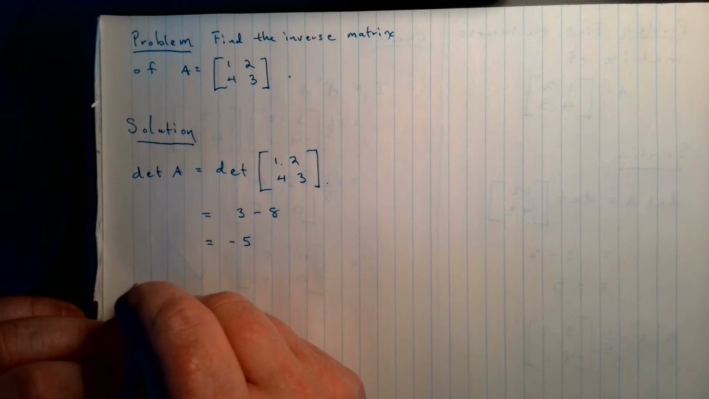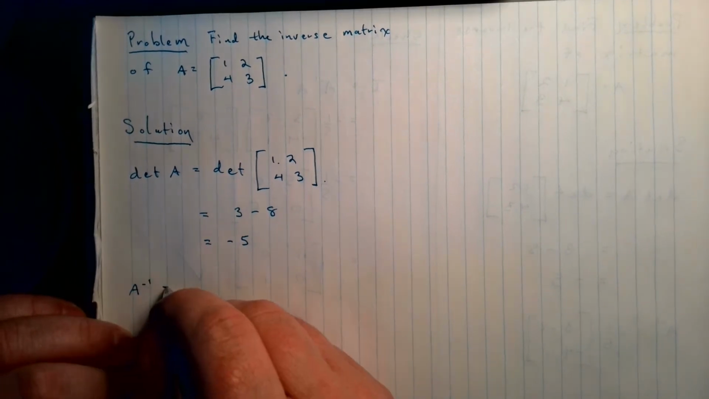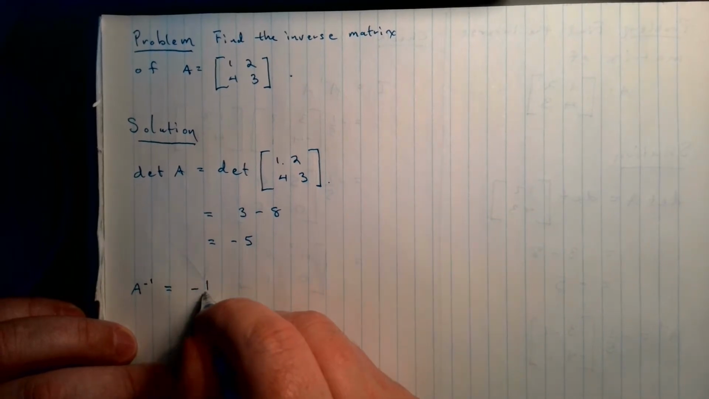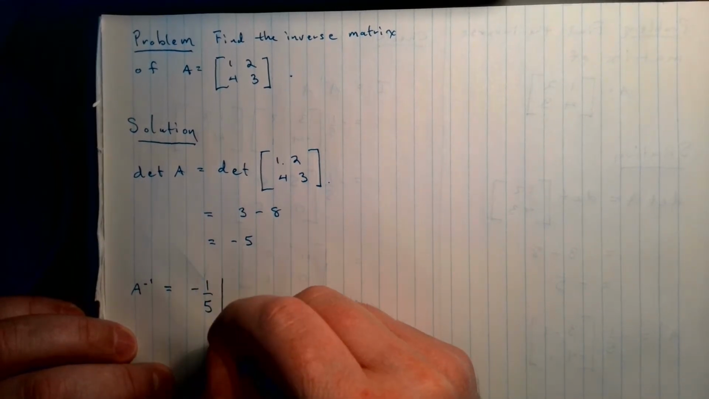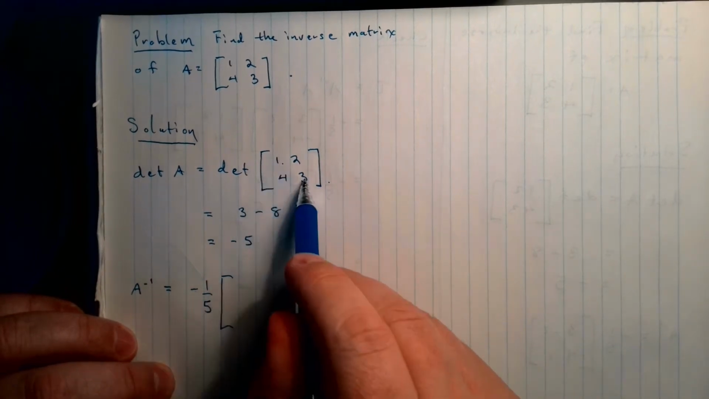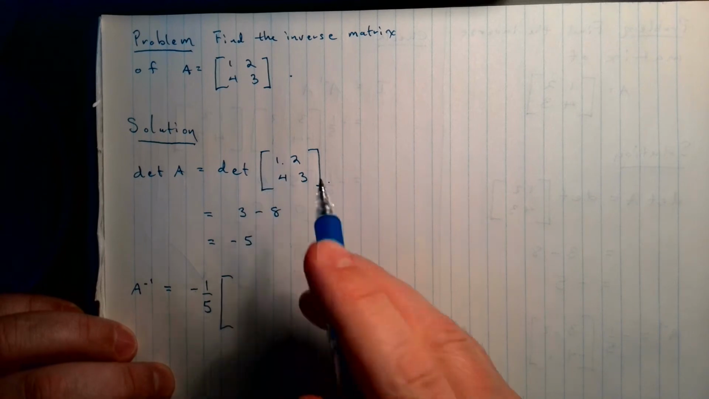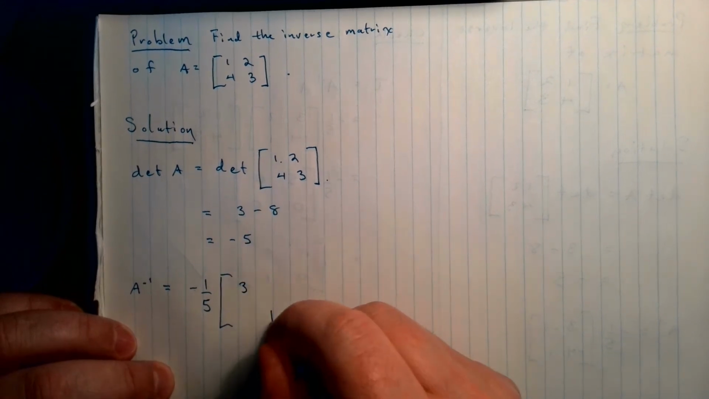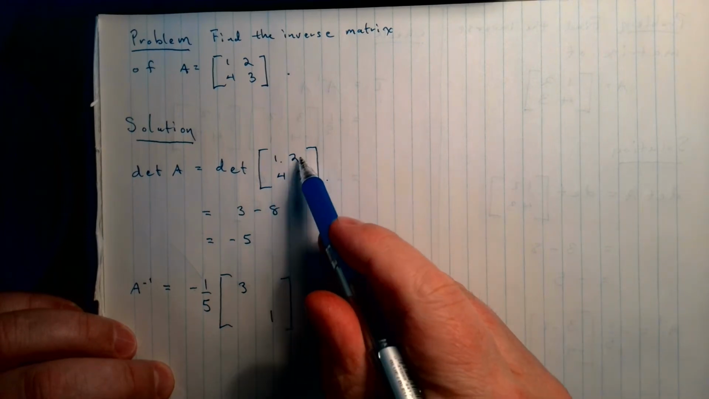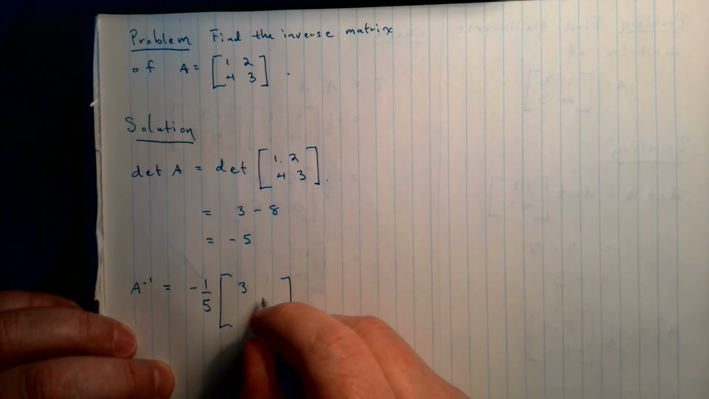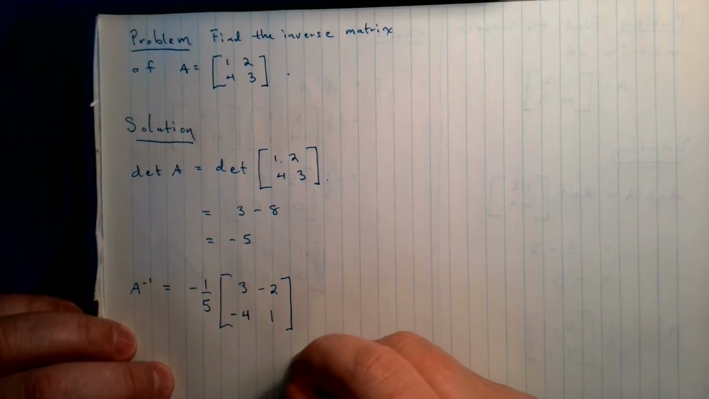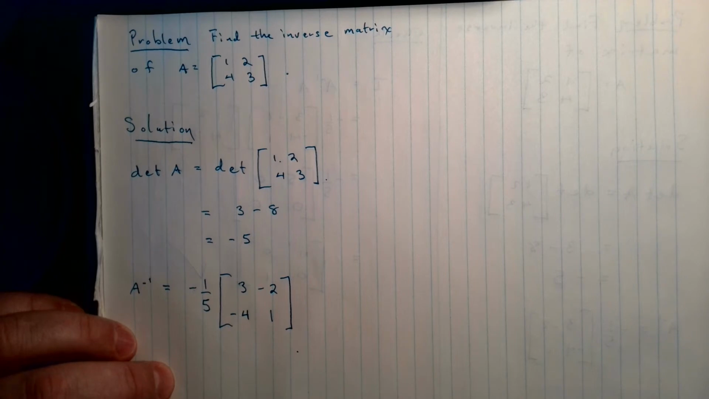So to compute the inverse of this matrix, we're going to take the reciprocal of the determinant, so in this case, negative 1/5, and multiply that by the matrix obtained by taking the main diagonal elements of A and swapping them. So we'll have a 3 and a 1, like so. And then taking the off diagonal elements, the 2 and the 4, and changing their sign. So negative 2 and negative 4. So there's our inverse matrix.